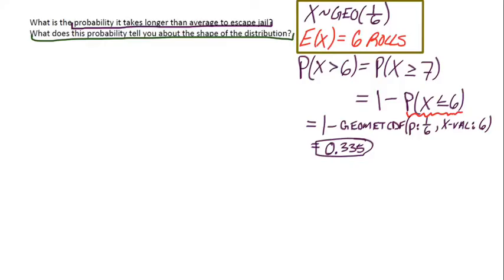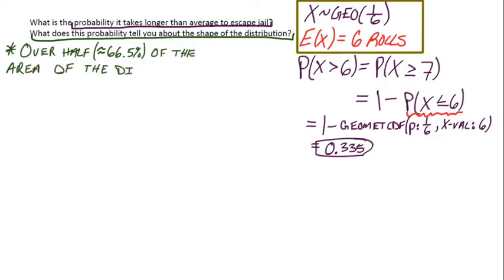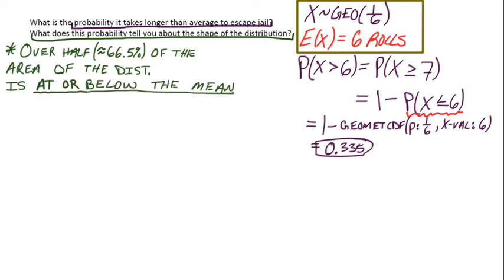Well, if we've got 33.5% of the area above the mean, that means that about 66.5% of the area, or over half, would be at or below the mean. So that kind of tells us what direction this distribution is skewed in.